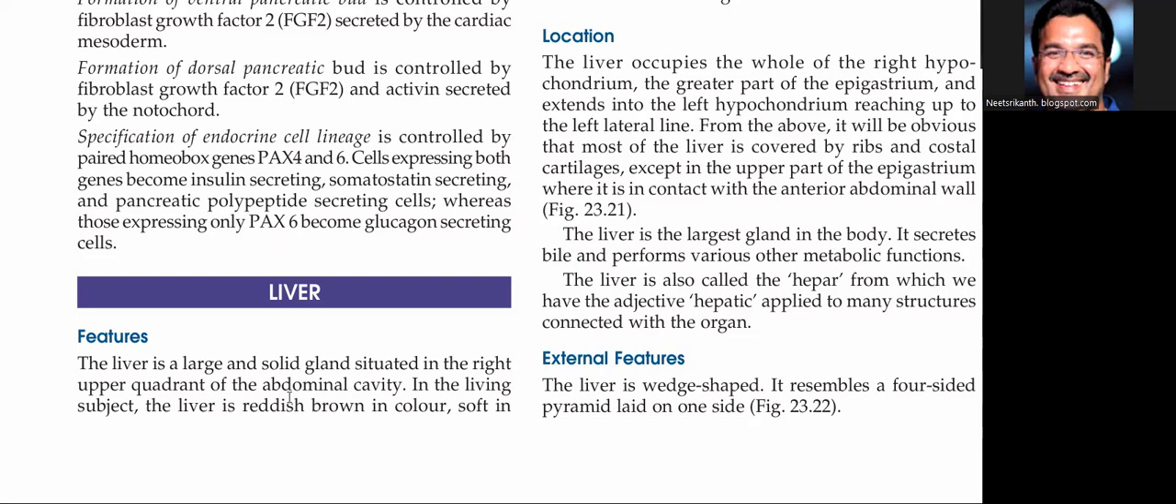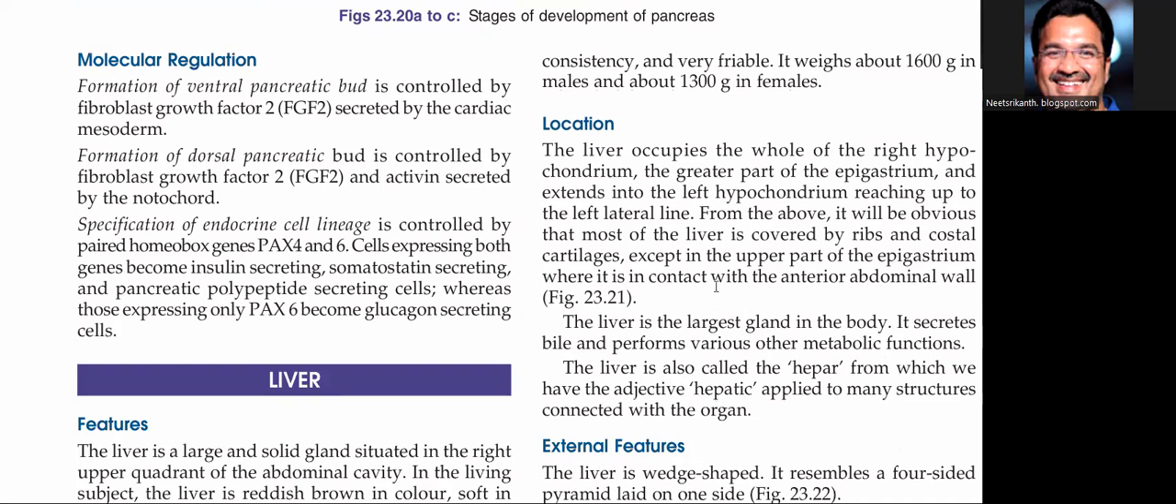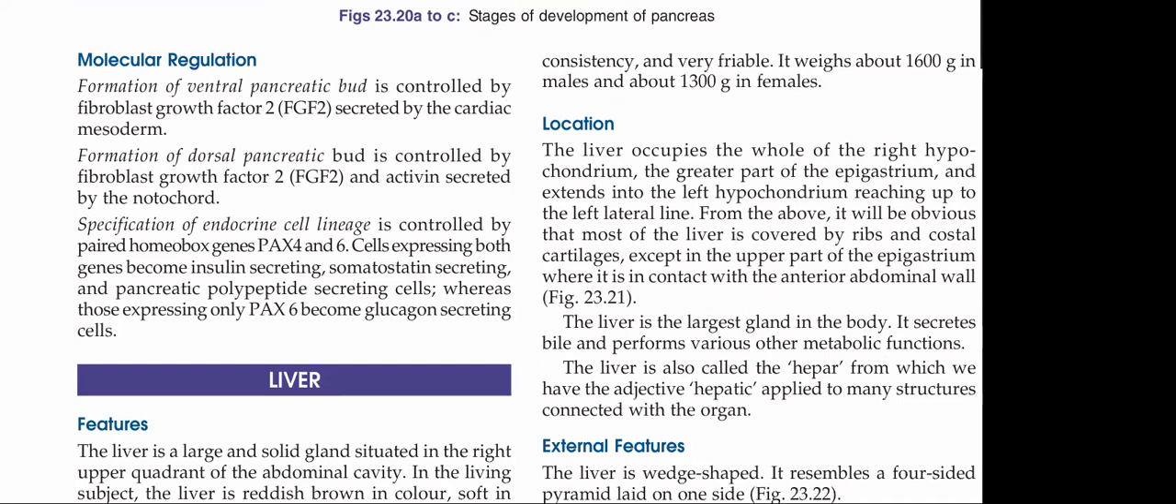Liver. The liver is a large and solid gland situated in the right upper quadrant of the abdominal cavity. In the living subject, the liver is reddish brown in color, soft in consistency, and very friable. It weighs about 1600 grams in males and about 1300 grams in females.